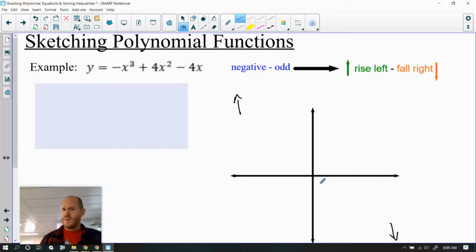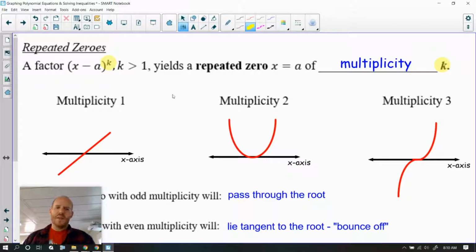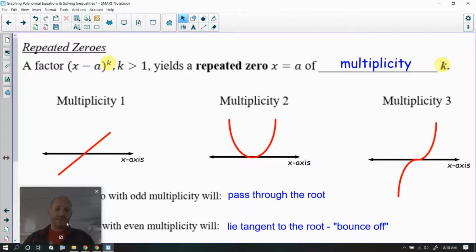So to do that, we use the roots and a concept called multiplicity. When I have repeated roots of a polynomial, we say that that root has multiplicity, meaning it occurs multiple times. Any factor of a polynomial function which has degree greater than 1 yields what we call a root of multiplicity k. So if something appears 3 times as a factor, it has multiplicity 3. Knowing the multiplicity of a root helps me to determine the behavior of the function around that root.